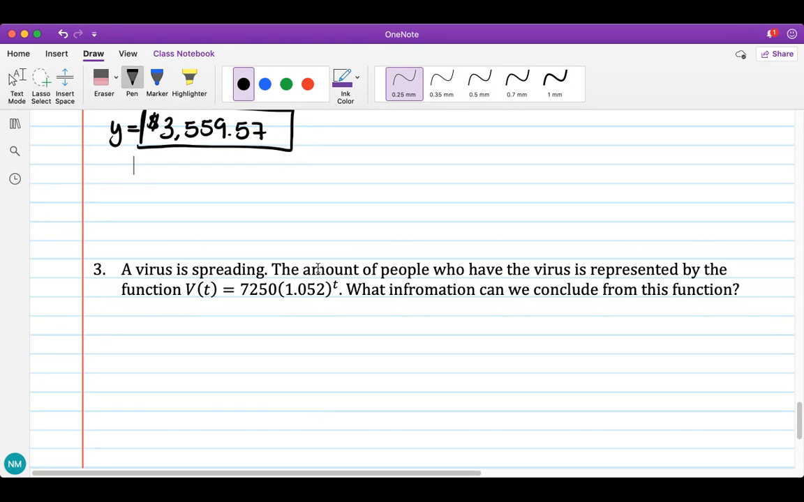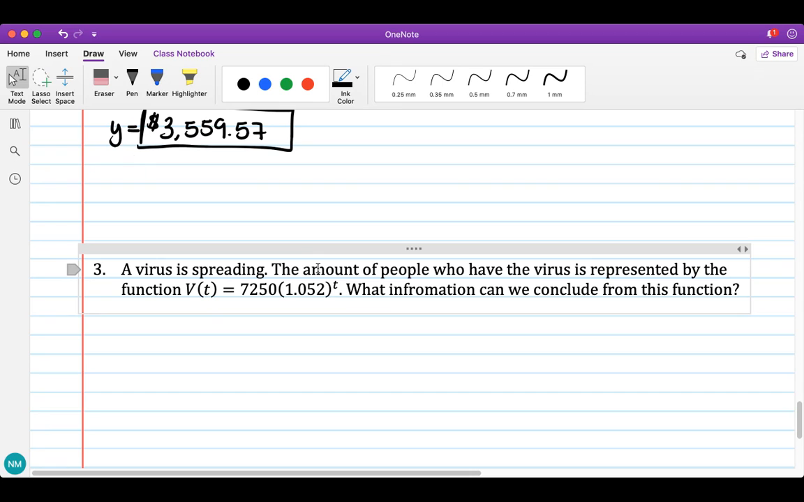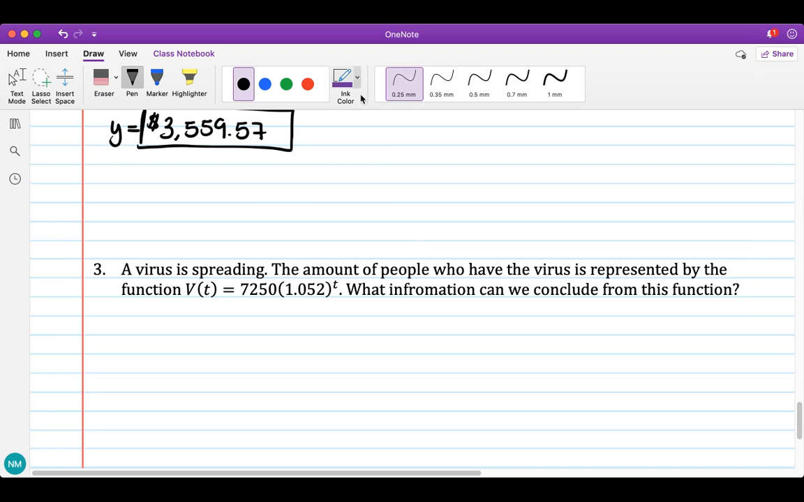A virus is spreading. The amount of people who have the virus is represented by this function. What information can we conclude from this function? So basically, we're given this whole thing right here, and it's asking us, what can we conclude about all of this information? So V of t is, well, it says it already, right? The amount of people who have the virus. So that means, what was the initial amount of people that have the virus?